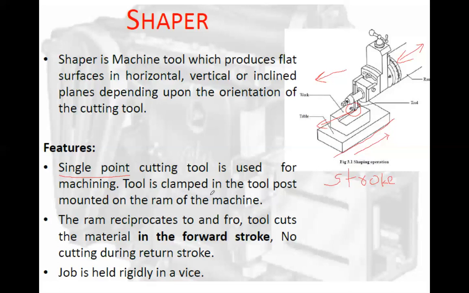So here the ram is reciprocating in a particular line, to and fro, front and back. The tool cuts the material. During this process, when it is moving forward, the material is removed. This stroke is called the forward stroke, or the cutting stroke. In the return stroke, there is no cutting, as I told you. Once your cutting tool comes forward and the cutting is done, it has to go back. Only then can it remove further material. This going back is called the return stroke, or the idle stroke. So forward stroke and return stroke.